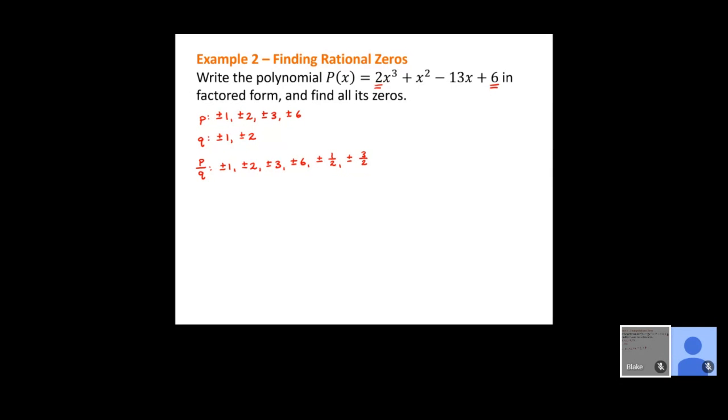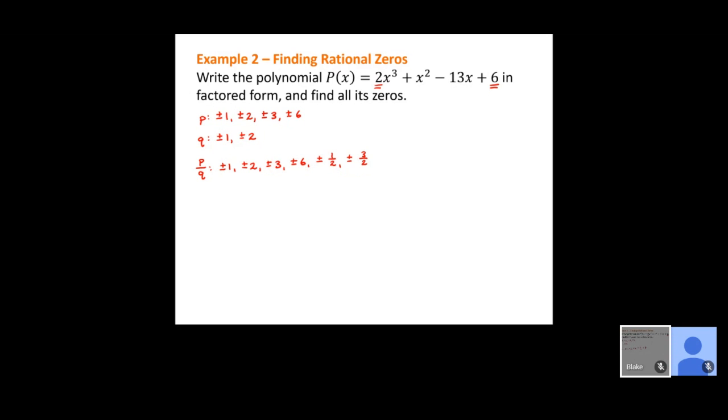Now, what I'm going to tell you is you will have access to Desmos or a graphing calculator on your test. I would not go through and do synthetic division on every single one of these, because notice here, there's 1, 2, 3, 4, 5, 6 times 2, because they're all plus or minus. So there's 12 options to test here, right? I don't want you testing all 12 of these.